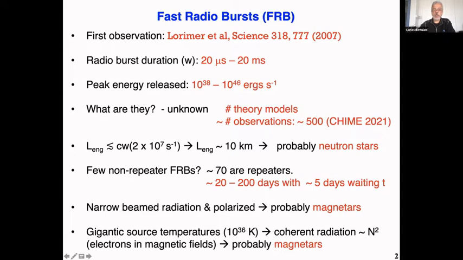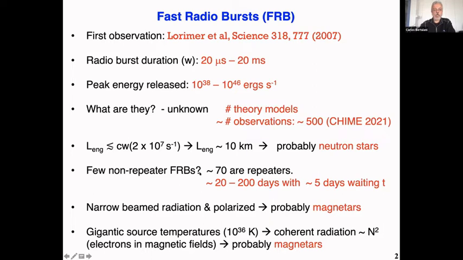But they are still unknown. Nobody really knows how they are formed. So one of the things that we know is that from these numbers here, this width here, we can find what is the size of the engine which produces these bursts. And taking a value from this range here, we find that they have to be about 10 kilometers. So it's probably coming from a neutron star.